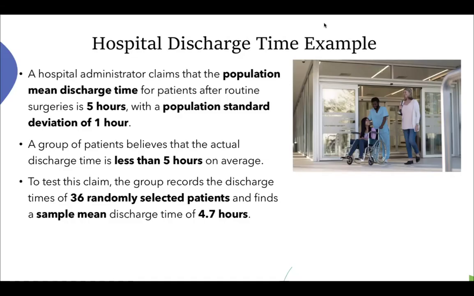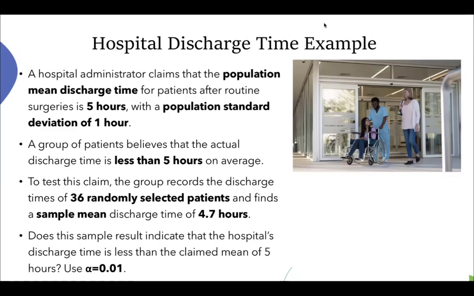To test this claim, the group records the discharge times of 36 randomly selected patients and finds a sample mean discharge time of 4.7 hours. Does the sample result indicate that the hospital's discharge time is less than the claimed mean of 5 hours? Use an alpha, a significance level, of 0.01, which is 1%.